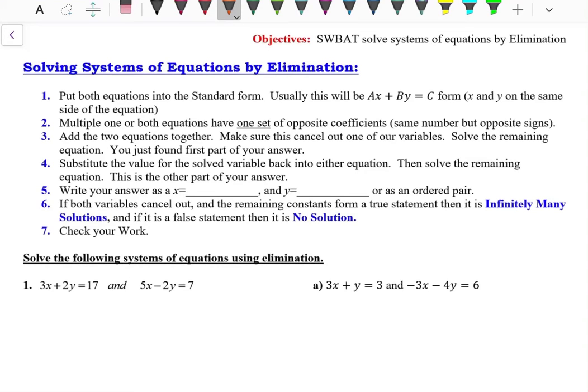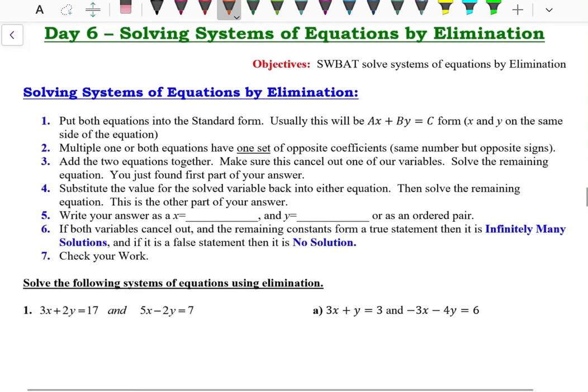Hello everyone and welcome to day 6 of notes, which is on solving systems of equations by elimination. So yesterday we did a lot of substitution and today we're doing elimination.